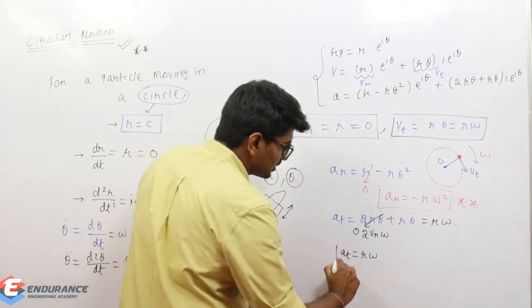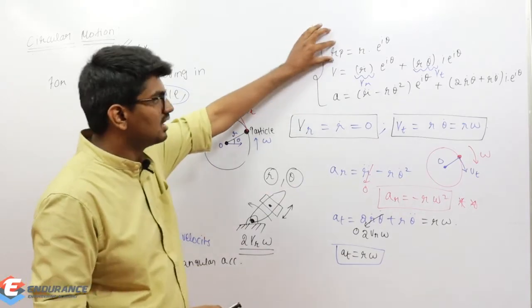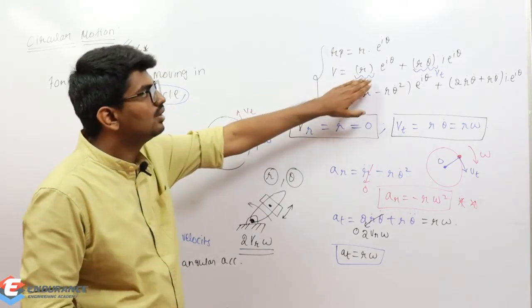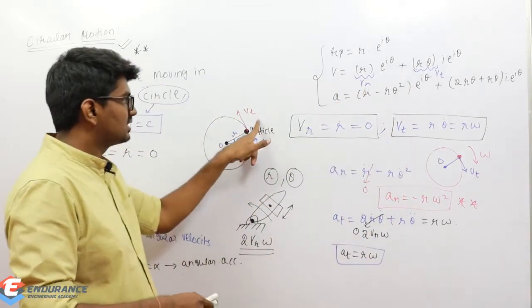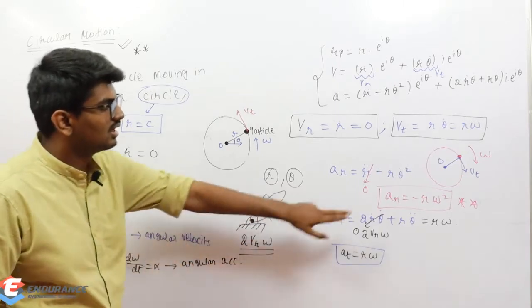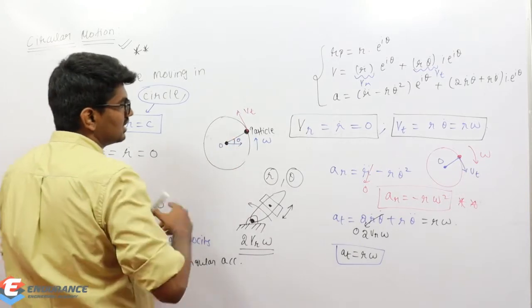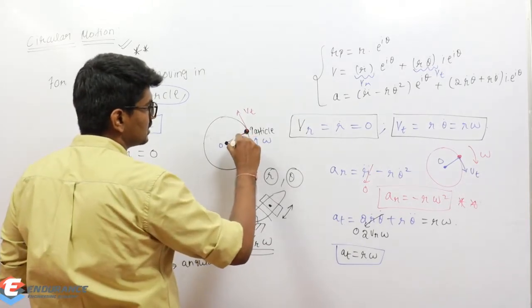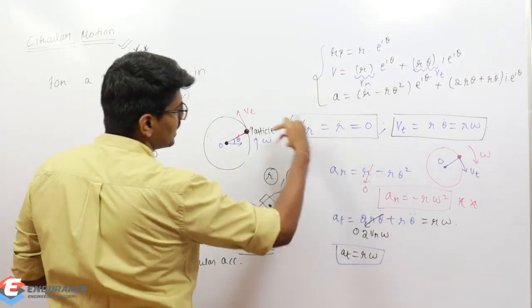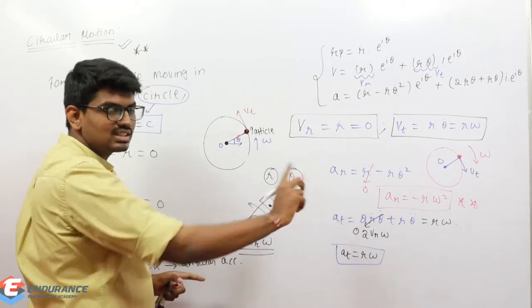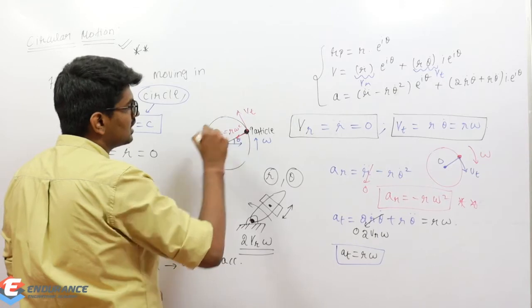So finally, what did we get? The resultant, in the velocity vector, has no radial velocity, only tangential velocity, that is r omega, and that will be represented like this. And what about the radial acceleration? It has to be represented like this, towards the origin. Why towards the origin? Because of the negative sign. So r omega square is the radial acceleration.